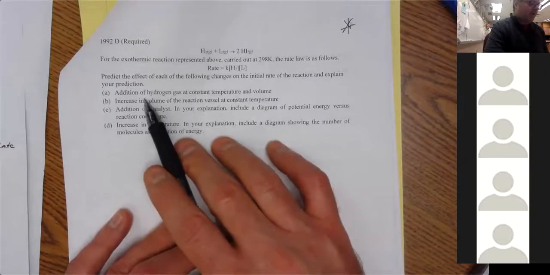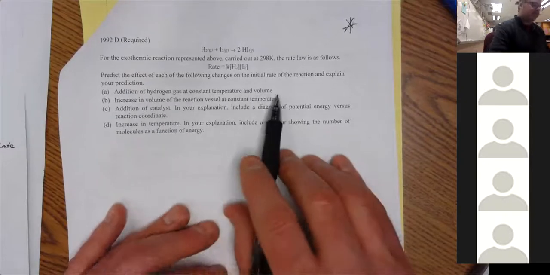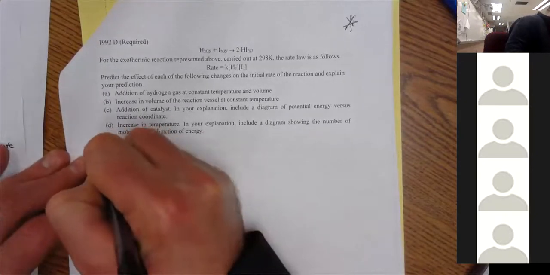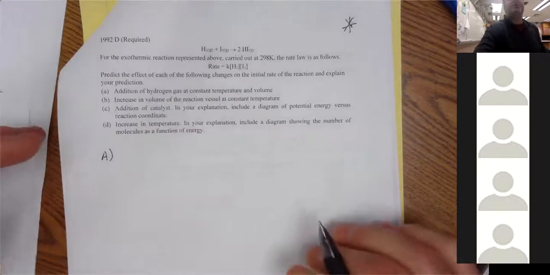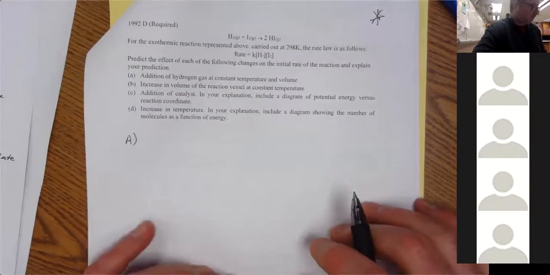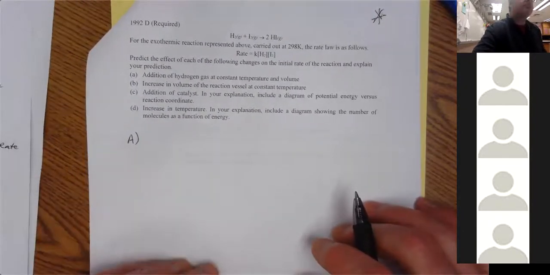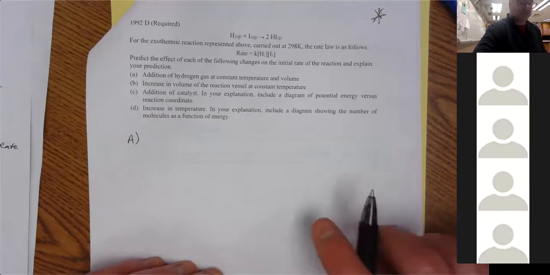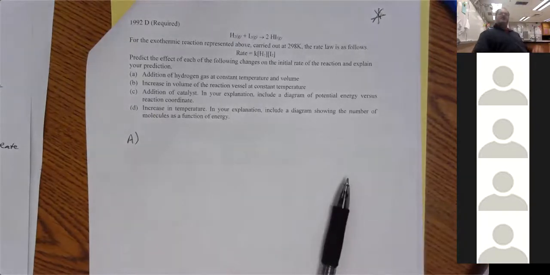If we add hydrogen gas at constant temperature and volume, well, what are we doing to the concentration of the reactants?